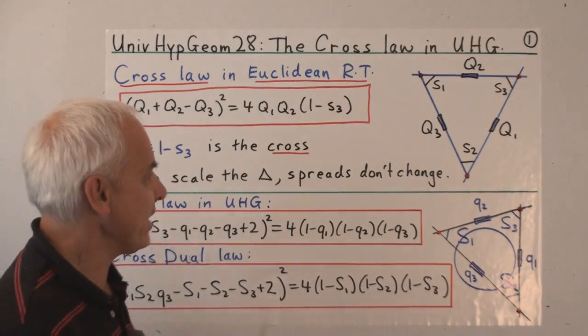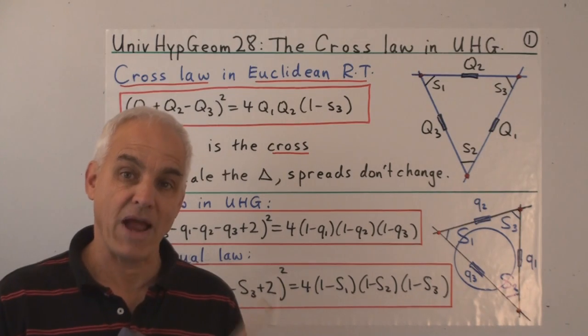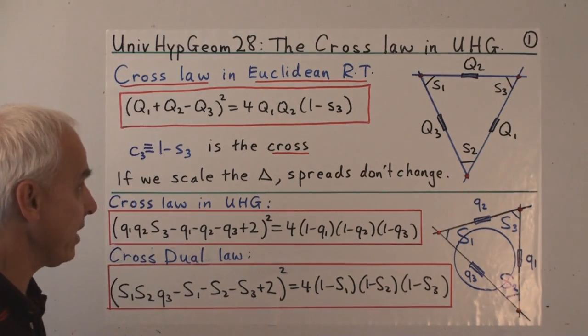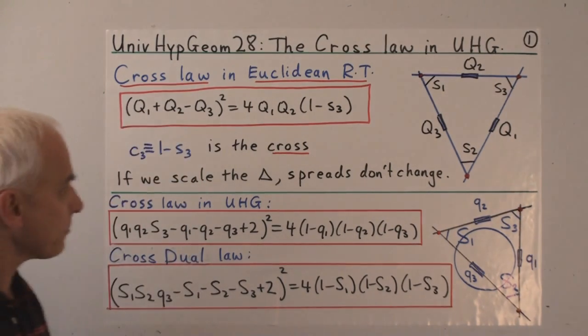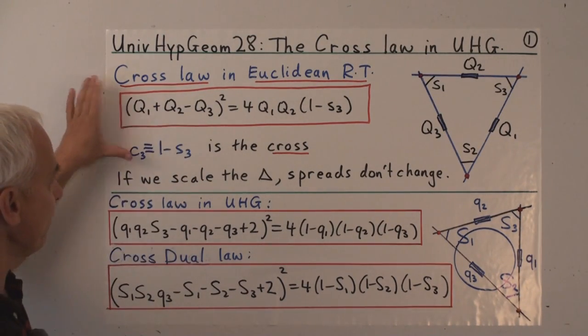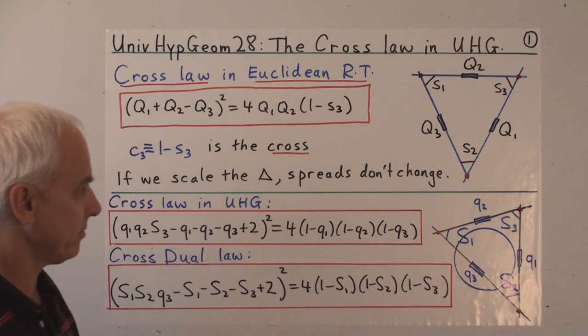So the cross law is quite different in the hyperbolic setting as compared to the rational trigonometry setting in the Euclidean plane. But in fact, the difference is not quite as big as it might at first seem. Let's start by reviewing the cross law in ordinary Euclidean rational trigonometry.